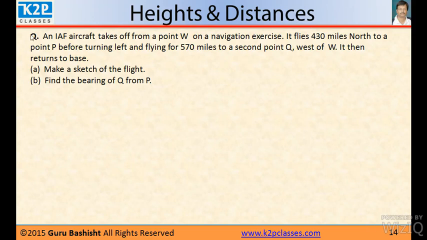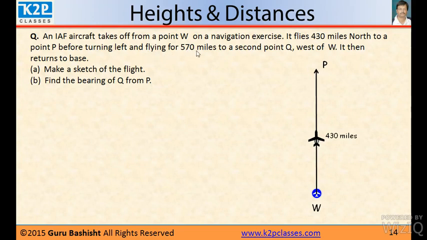So let us make a sketch of the flight. Let us read: an aircraft takes off from a point W. So this is point W. On a navigation exercise, it flies 430 miles north. North means upward. So it is 430 miles up to point P. Before it turned left, so not right, it turns left.